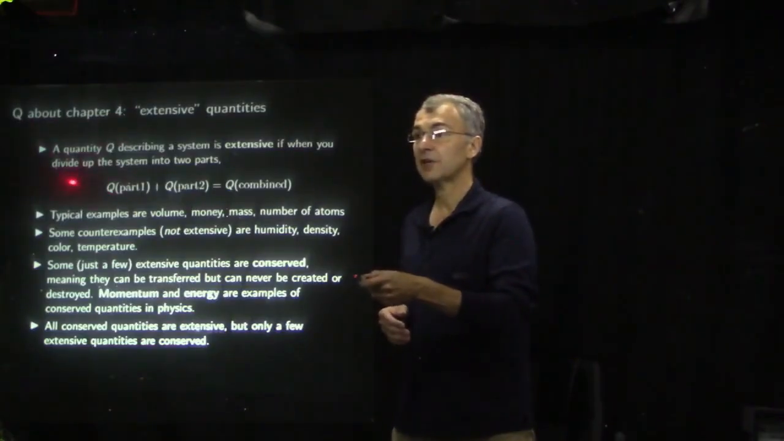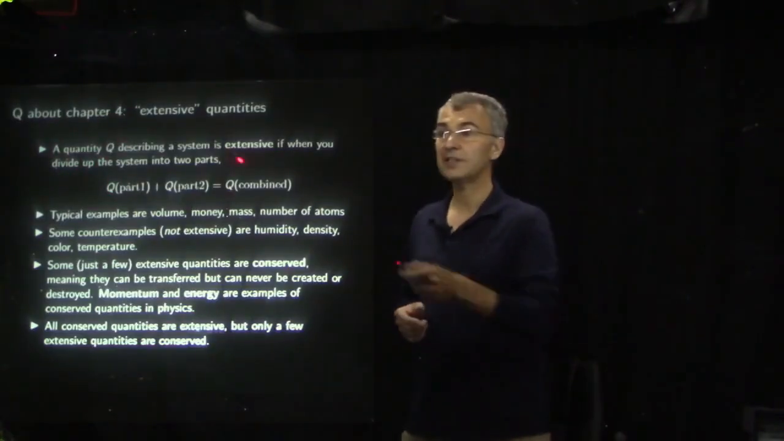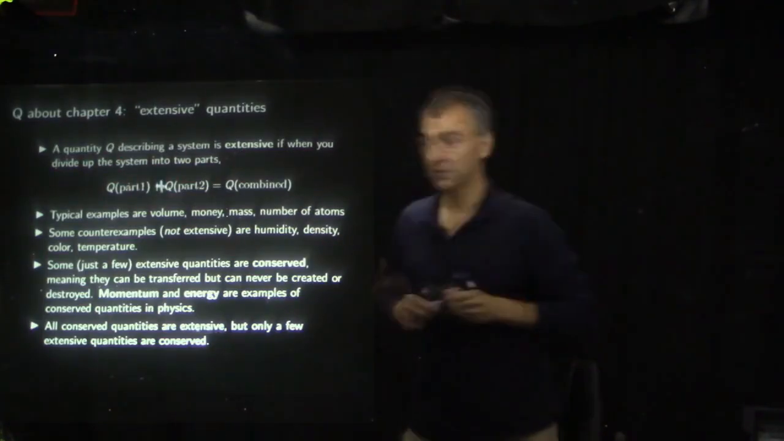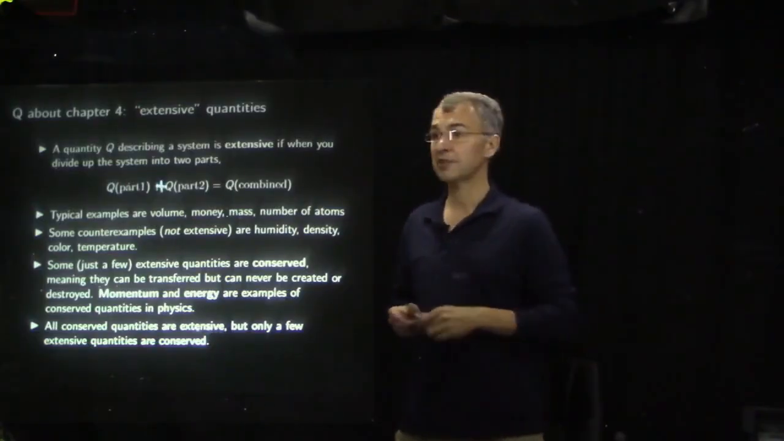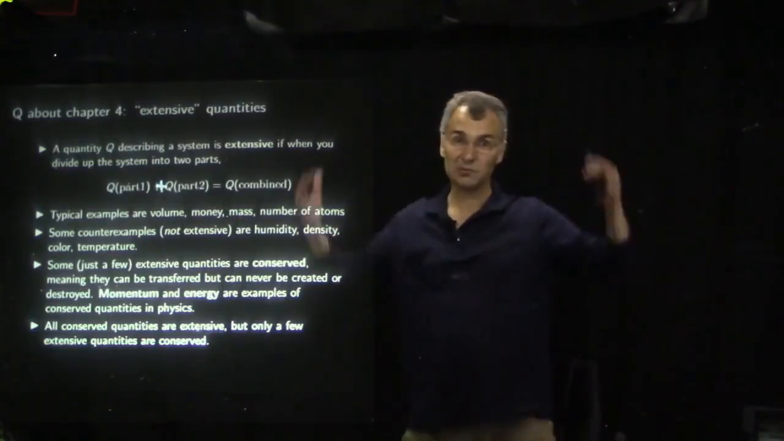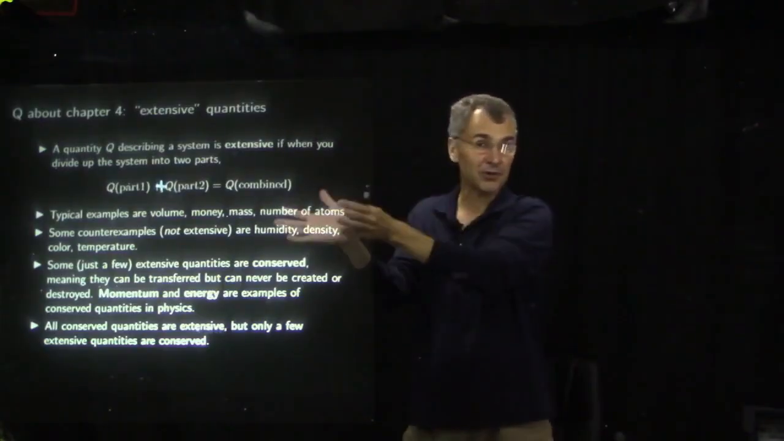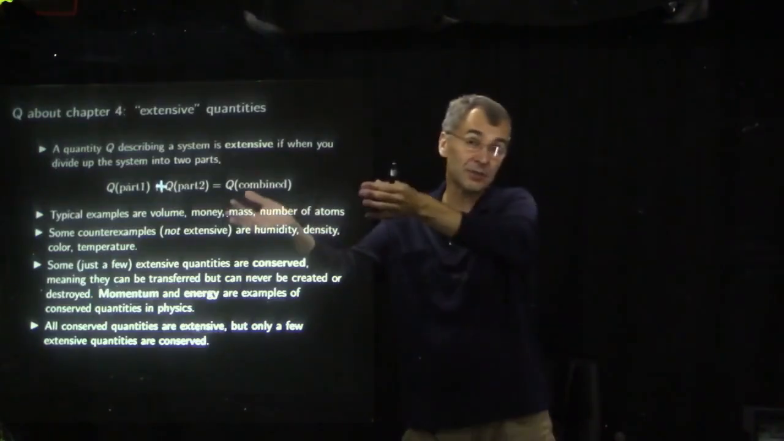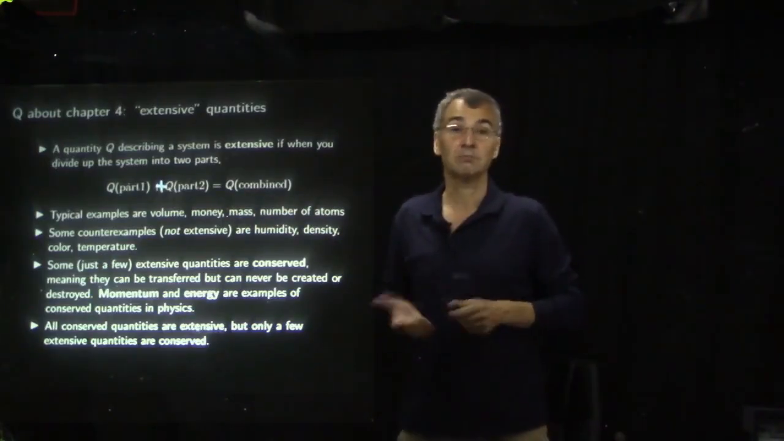A quantity Q describing a system is extensive if, when you divide up the system into two parts, Q of part 1 plus Q of part 2 equals Q combined. For instance, money in the bank has this property. If you divide up your cash into two parts, where one part goes into your checking account and the other part goes into your savings account, and you say, what's my combined amount of money? It's the money in account 1 plus the money in account 2. A lot of things have this property.